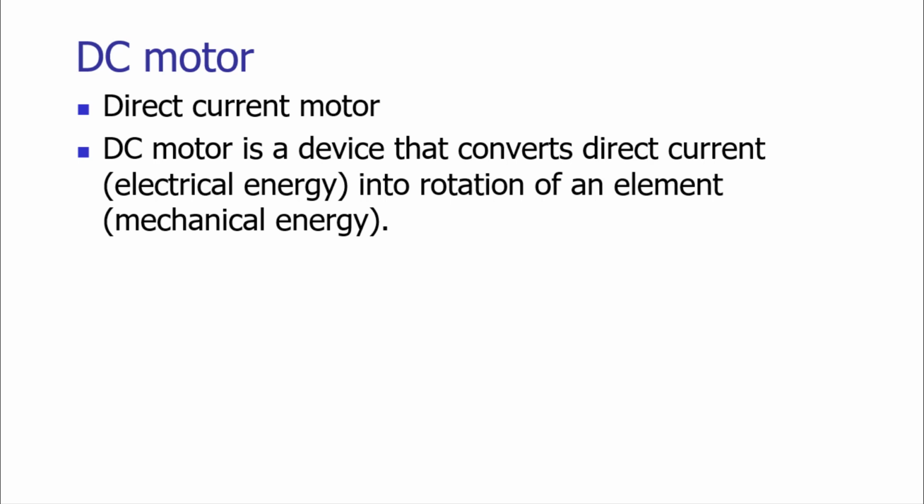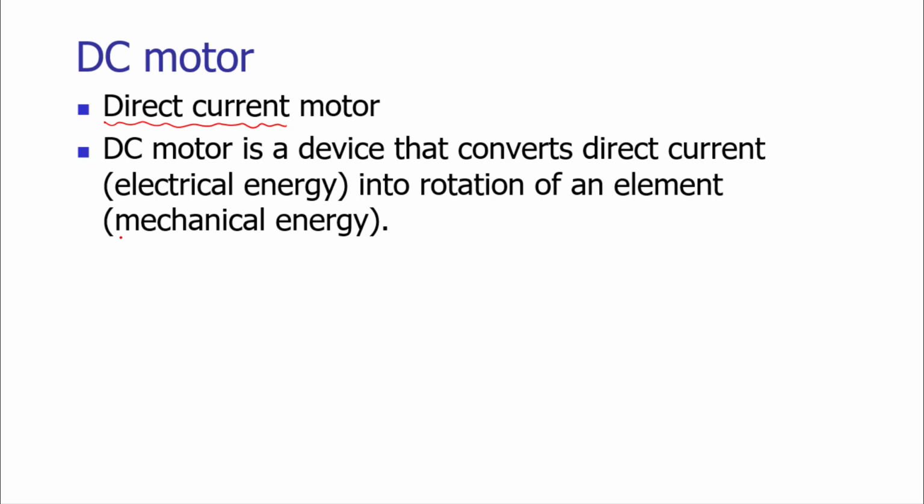Let us start with the first type of electric motor, that is the DC motor. DC motor is a direct current motor. We are applying direct voltage to this electromechanical device and we are getting the required mechanical energy. DC motor basically converts the electrical energy into rotation of a mechanical element. So we are converting the electrical energy into the mechanical energy.